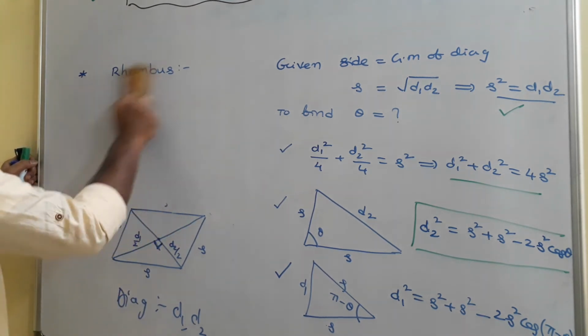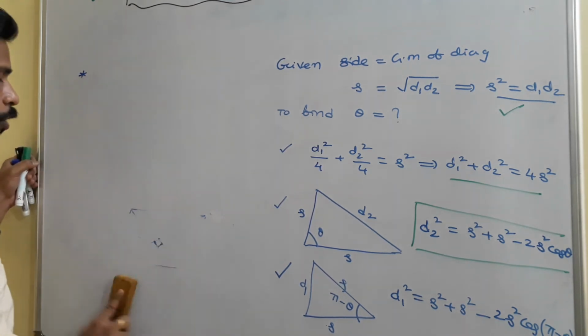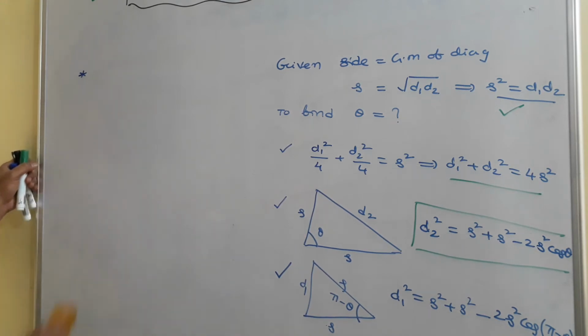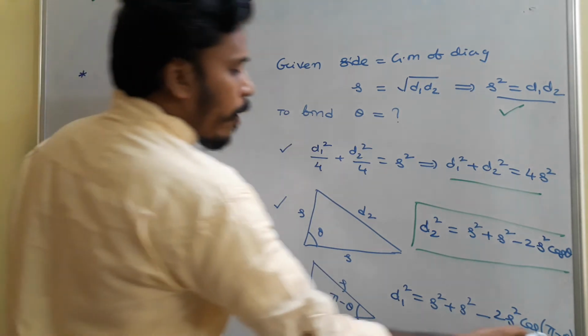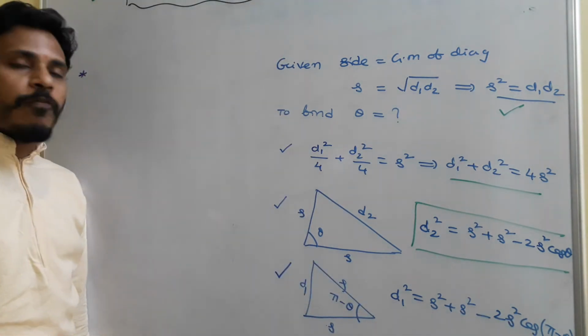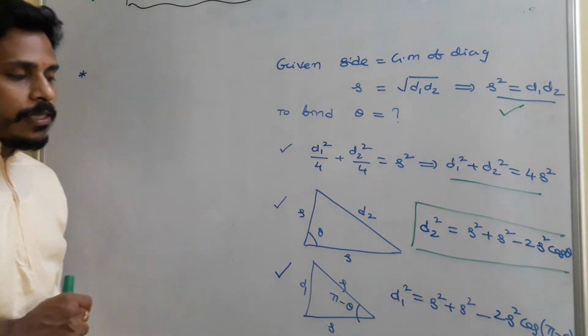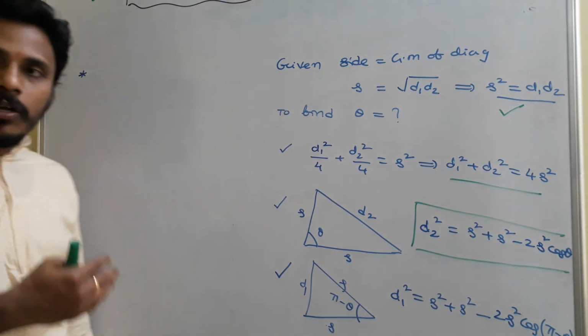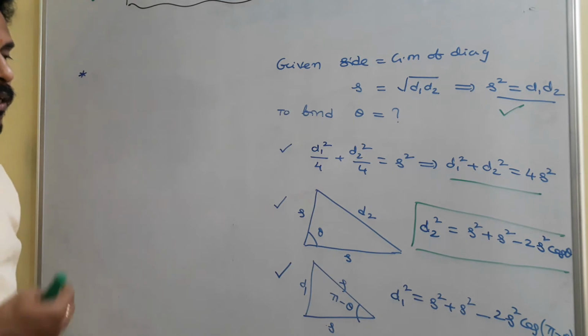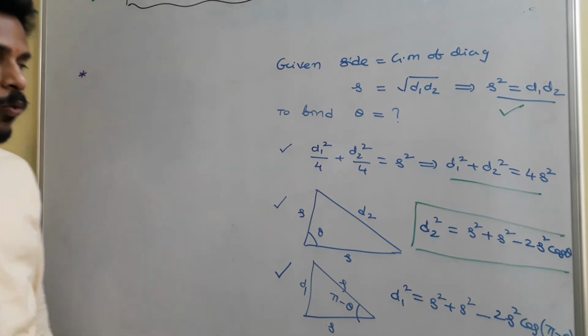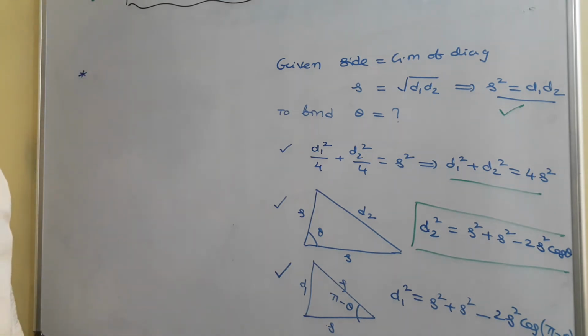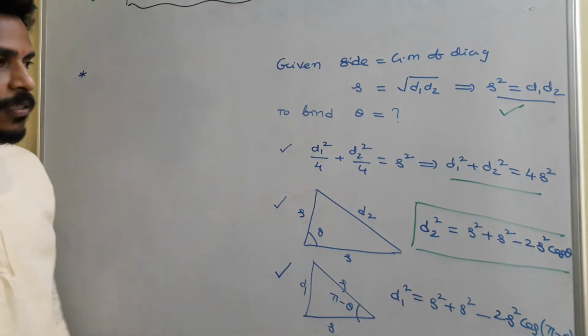Now look at the problem. How to solve all these things to find theta? That's the idea. Suppose this is cos of pi minus theta. What do you say about cos of pi minus theta? Cos of 180 minus theta is minus cos theta. Since it is 180 minus, it comes to the second quadrant, where you will get the same thing we are getting here.